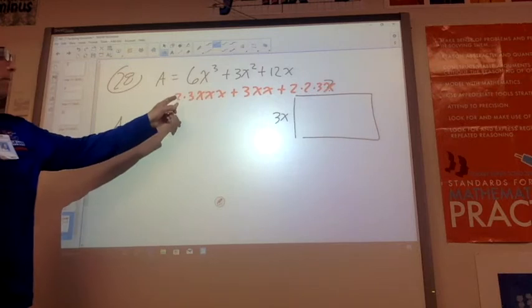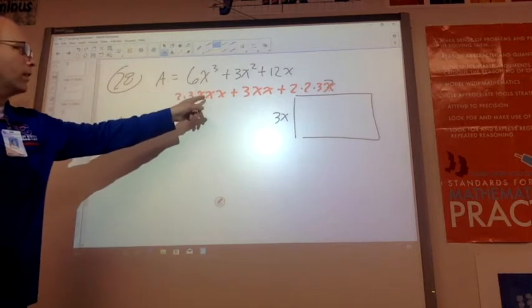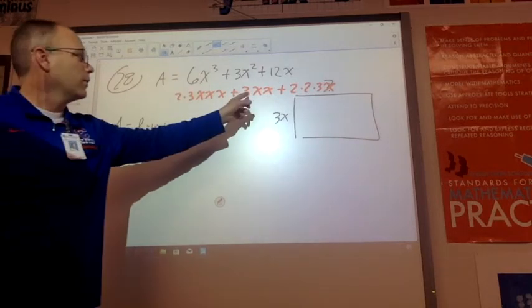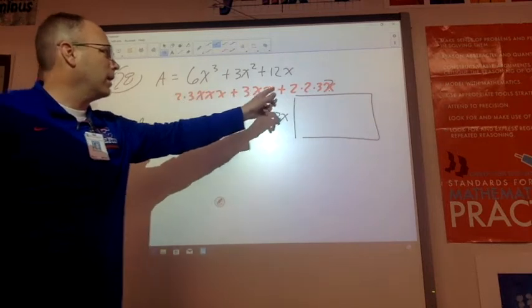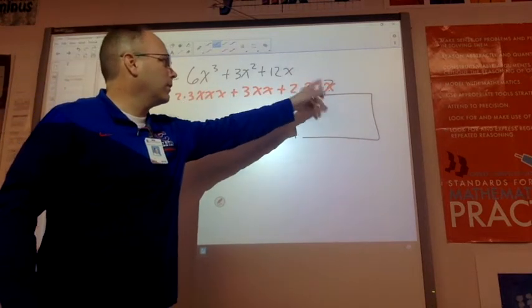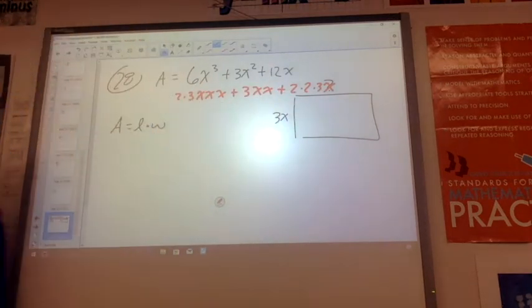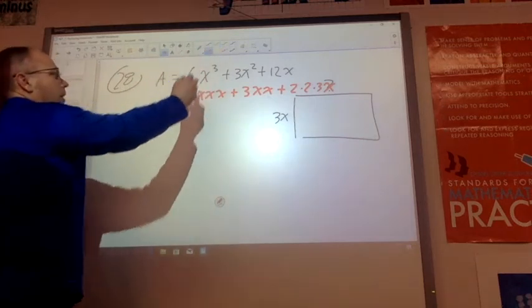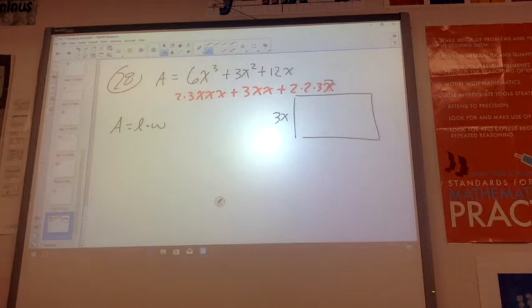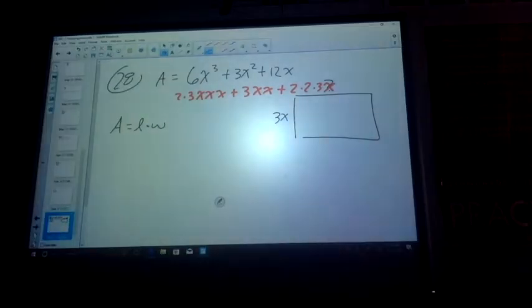Let's just double check that I did this right. 2 times 3 is 6, x is x to the third, 3x is 3x squared. Okay, 2 times 2 is 4 times 3 is 12 times x. Yep, so that's correct. So is there something that I can cancel out of each of those? Take a look at all three of those terms that I wrote in red. I'll dim the light so it makes it a little nicer. What do you think?